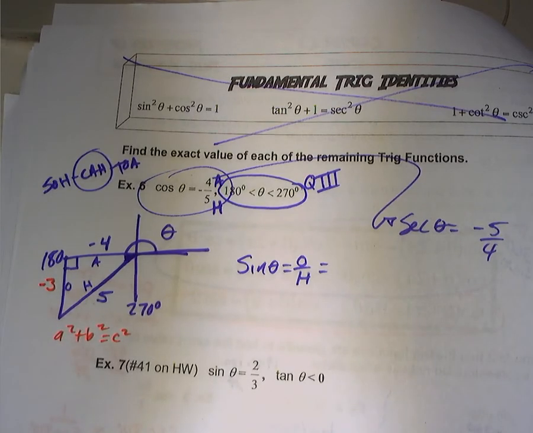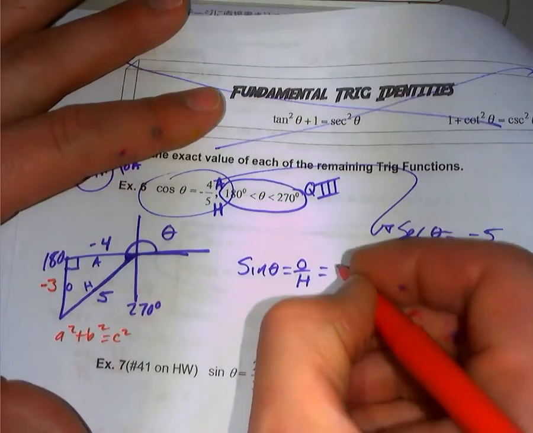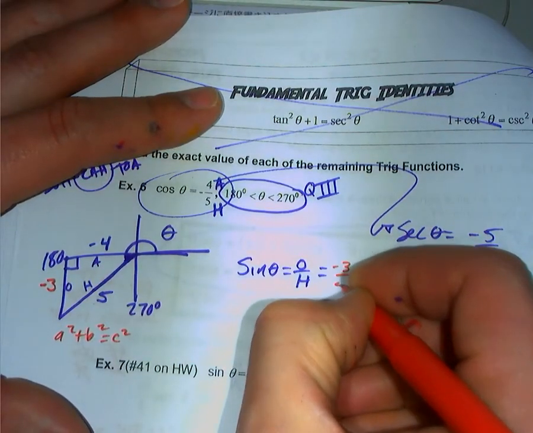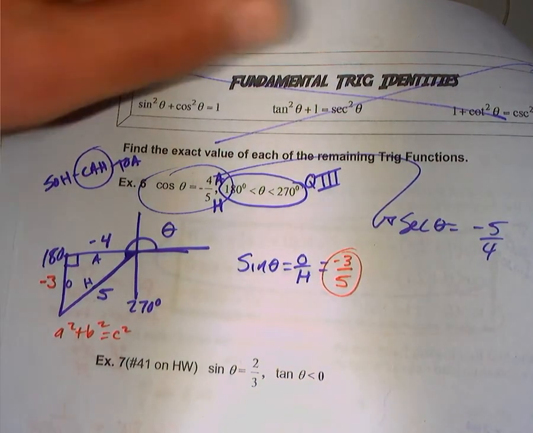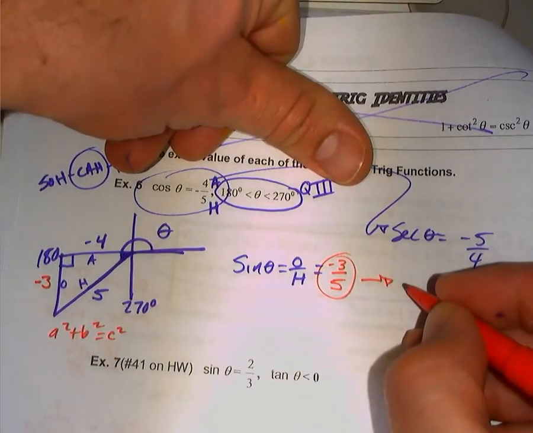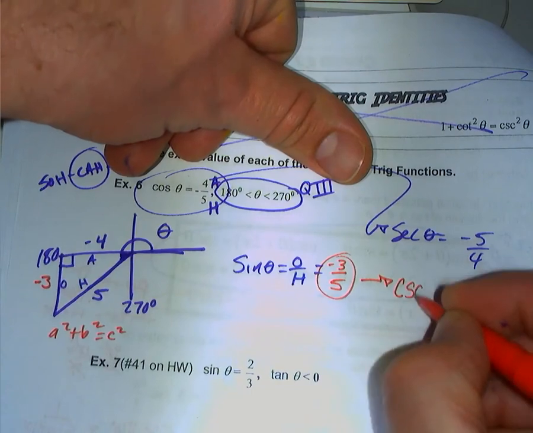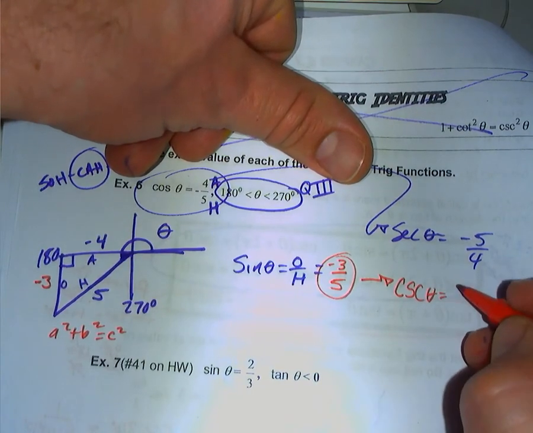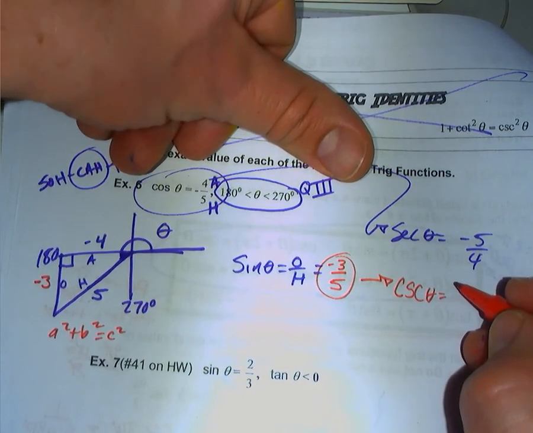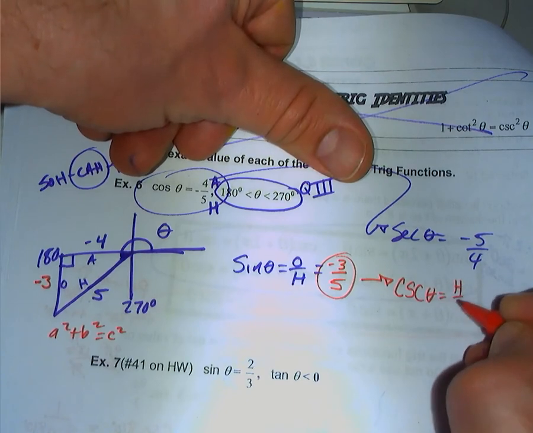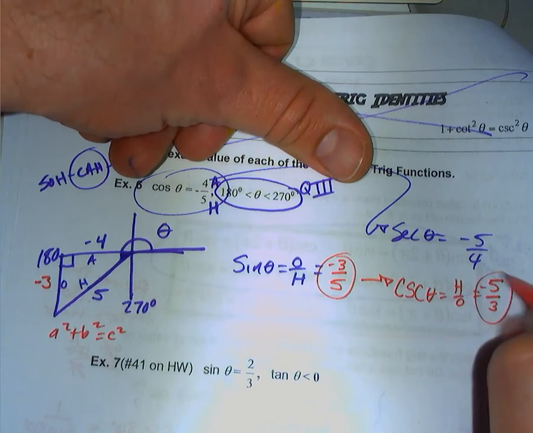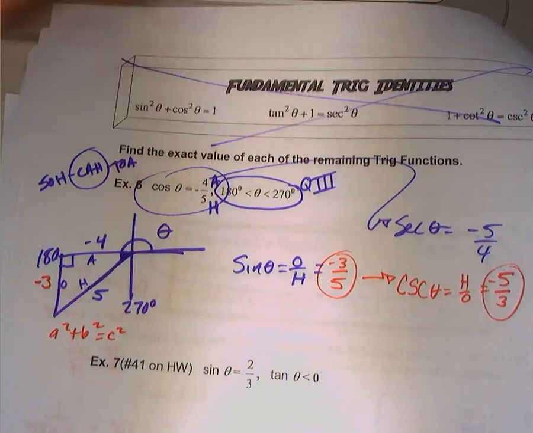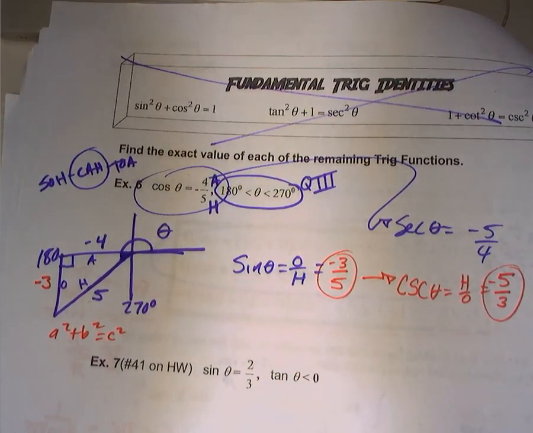So I set up my sine, O over H. That's negative 3 over 5. If I know him, I know his buddy. Who's his buddy? Cosecant. That's ho, ho, ho. Santa's favorite, H over O, which is 5 over 3 negative, so negative 5/3. I like putting the negative on top. You don't have to. I just prefer it. Either one I would accept.